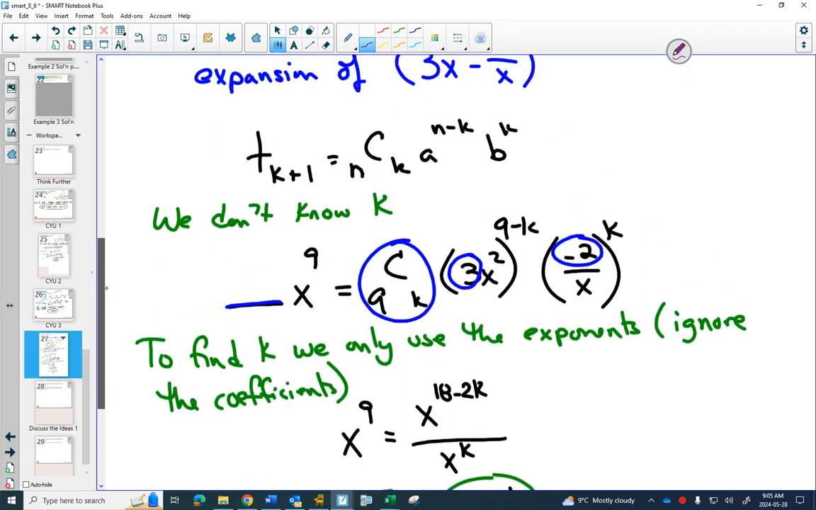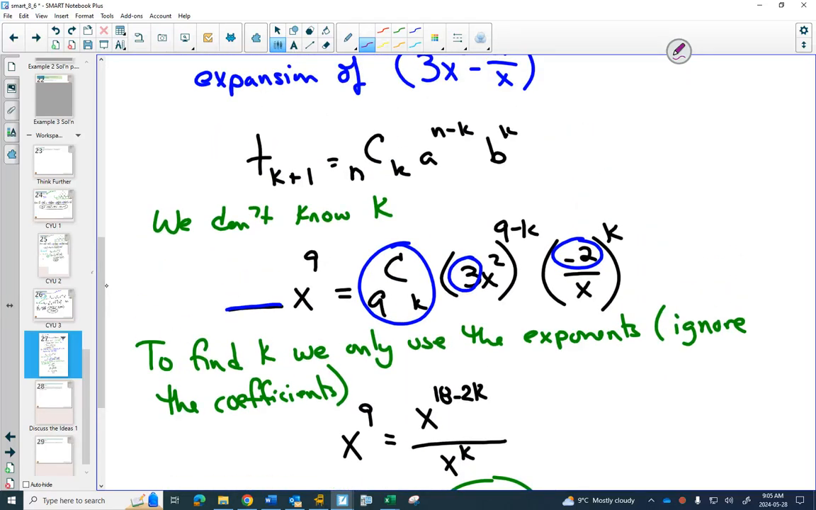Because first we said we don't know k, we wrote out everything we knew in the formula. I circled in blue everything that was coefficients-wise, because the only hint the question gave us was that it has an x to the 9. So we ignored the coefficients and said, on this side I have an x to the 9, on this side I have x's. Here this x squared would be in my numerator, and this x is in my denominator. But this x squared is to the power of 9 minus k, so when I use my power rules, I get 18 minus 2k.